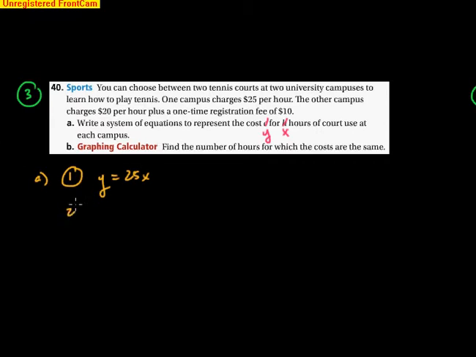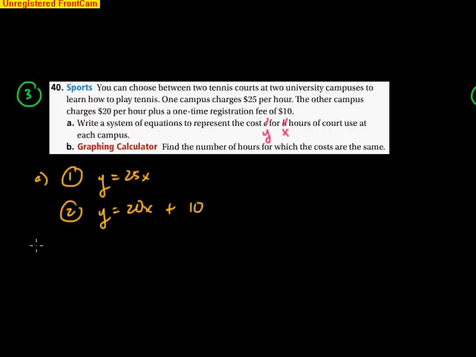Now, the second equation, the other campus, charges $20 per hour, so that's the same thing here. But it also charges plus a one-time registration fee of $10. So the total cost here is 20x. The per hour means put the x with the 20, plus the one-time fee of $10. So that's just plus 10. Here's your two equations. Okay.